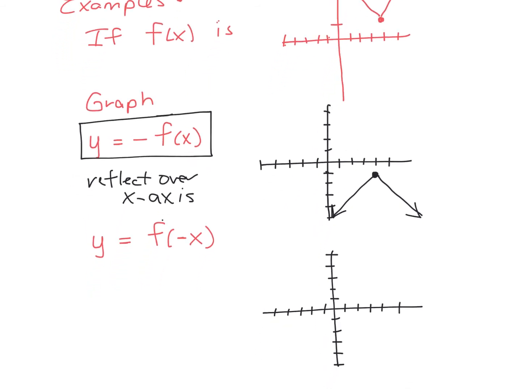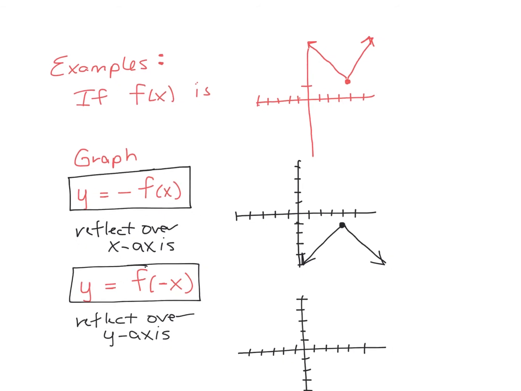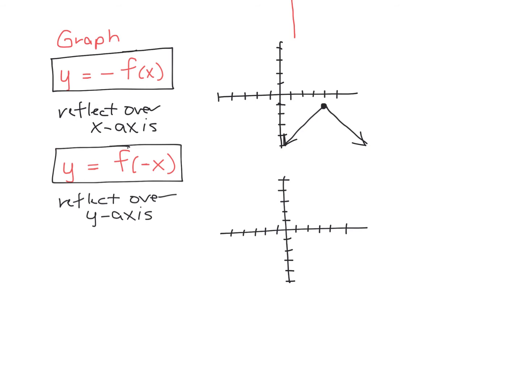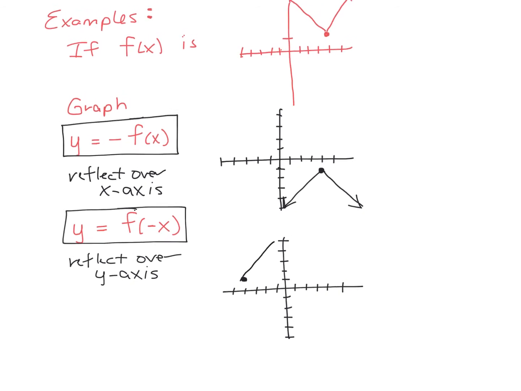The second one here is y equals f of -x, x changing to -x. This we should recognize as a reflection over the y-axis. And so if I reflect this original function over the y-axis, that point (4, 1) is going to become (-4, 1). And the shape of the graph would stay the same. The whole thing is reflected over the y-axis.